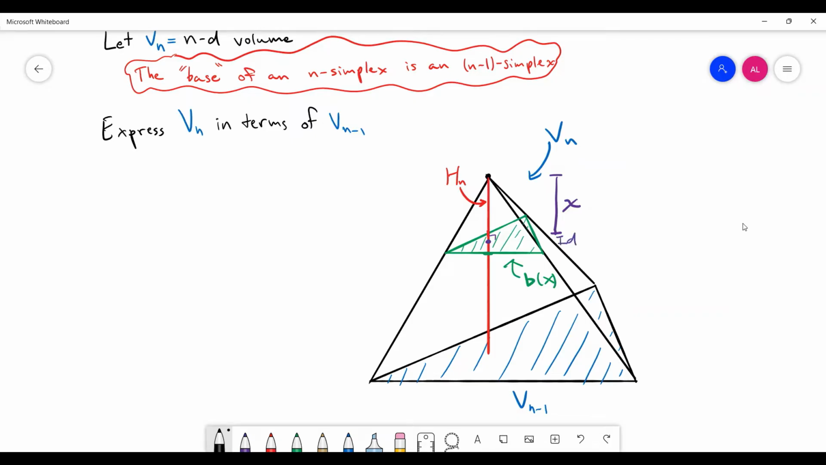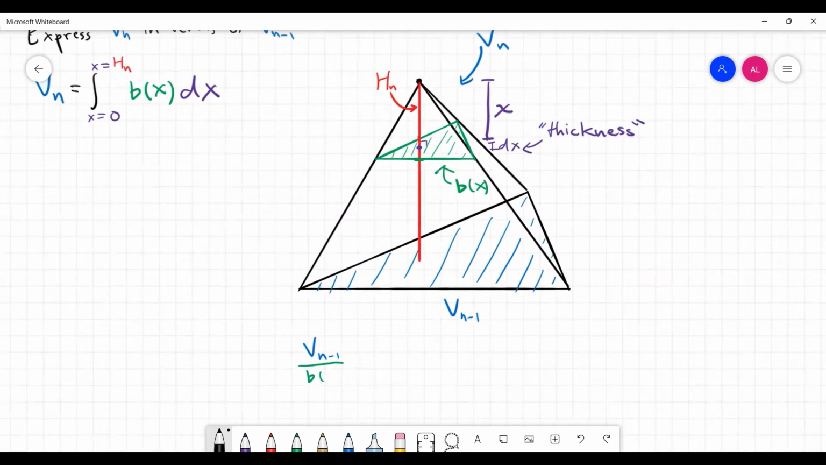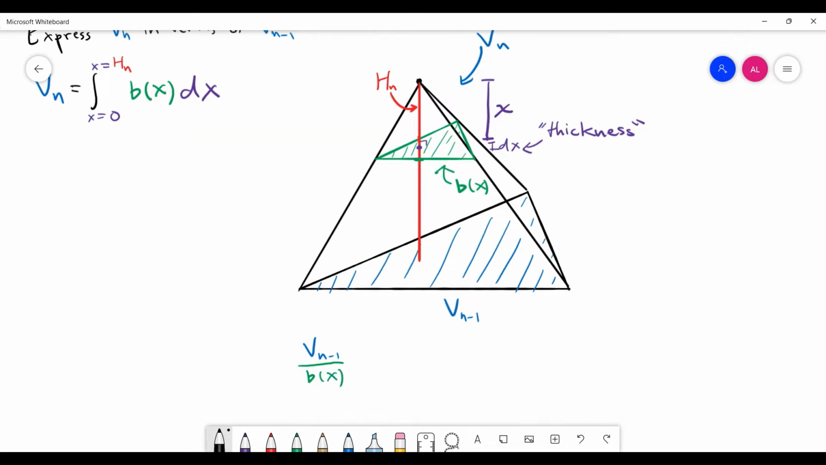And notice that if we assign a tiny thickness to each of these green slices, we can express Vn in terms of an integral. So basically, as these slices dx get really tiny, this b of x times dx turns into a triangular prism. So we have this integral for the volume from x equals 0 to hn of b of x times dx, right? We're adding up infinitely many of them. And so now we want to express b of x in terms of Vn minus 1, so the base, and Hn, and maybe even x.